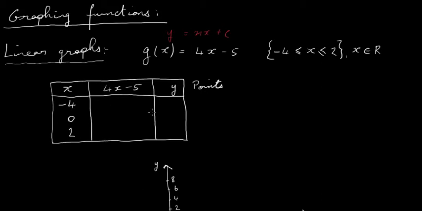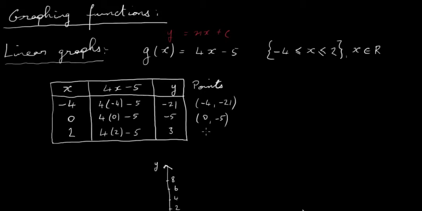So we're going to put minus 4 into our function and see what we get out as our y value. I've got 4, multiply by my x value, which is minus 4, and then I'm going to subtract 5. So 4 times minus 4 is minus 16, minus 16 minus 5 is minus 21. So my first point is minus 4, that's my x value, and my y value is minus 21. Now let's do 0. 4 times 0 minus 5, so 4 times 0 is 0, and I'm just left with minus 5. So my second point is 0, minus 5. My third x value is 2, so I'm going to put 2 into my function. I'm going to multiply 4 by 2, subtract 5. 2 4s are 8, 8 minus 5 is 3. So my x value is 2 and my y value is 3.